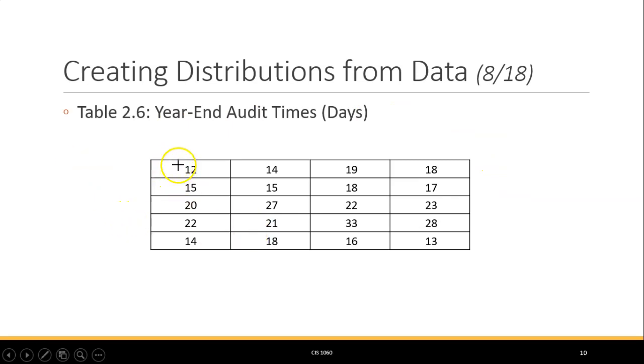So if, for example, you went into client number 1 and you did an audit, it took you 12 days. Client number 2 went into an audit, took 14 days. And the other one took 19 days, 18 days, etc. So that's what we're looking at.